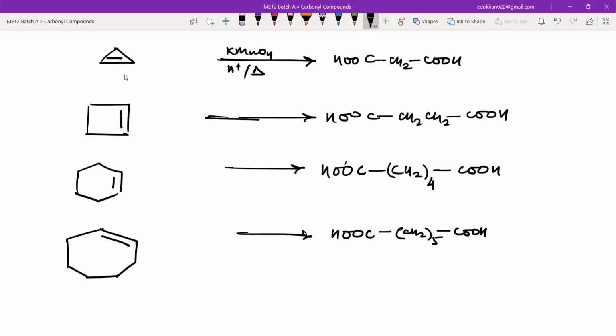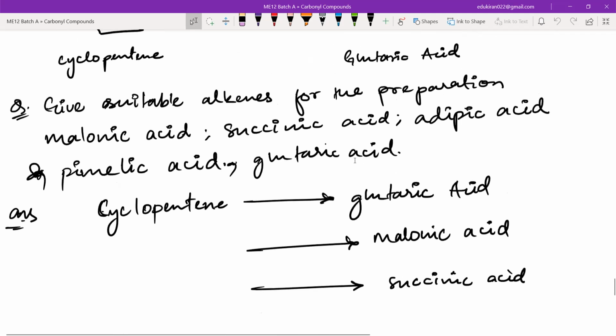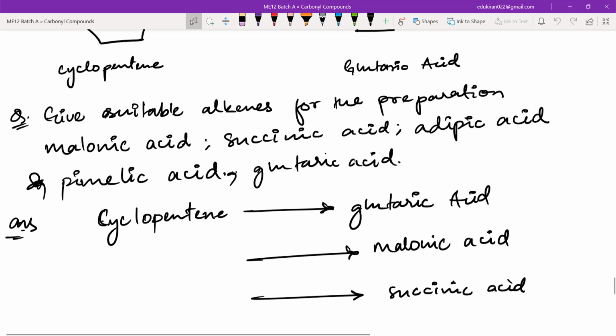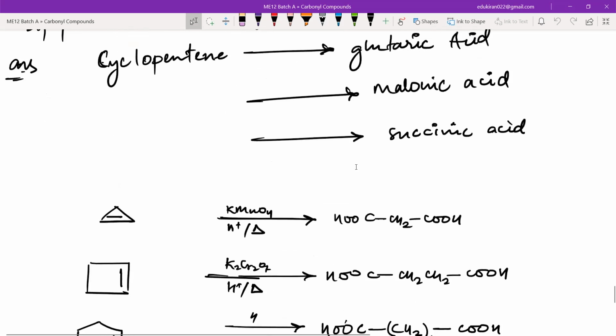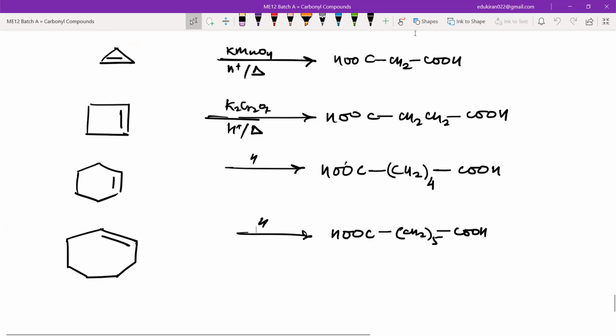Now, you can also use K2Cr2O7 or something, with H plus and heat. So write this down. Let me know if you're done. Yes, done. Can you scroll up for a while? Which question? Done. What about Fatima, Sania? Done. Okay, fine. So let me stop sharing my screen.